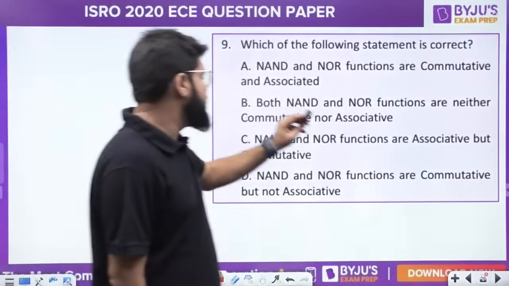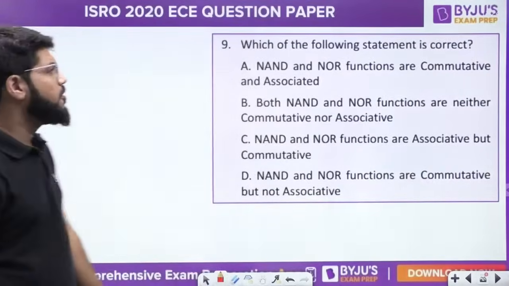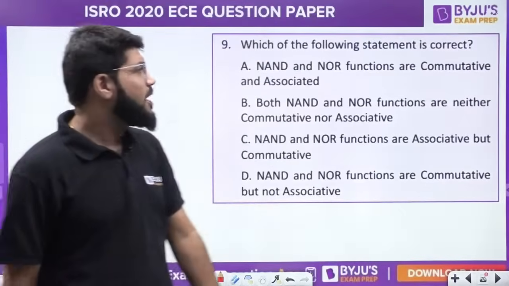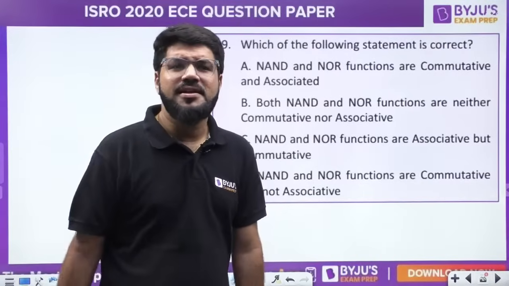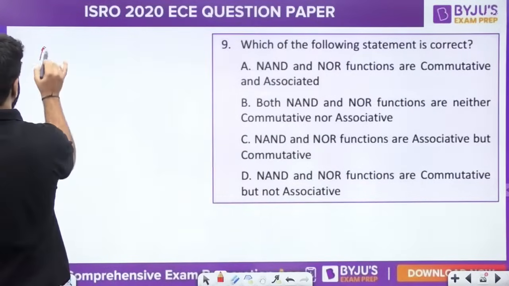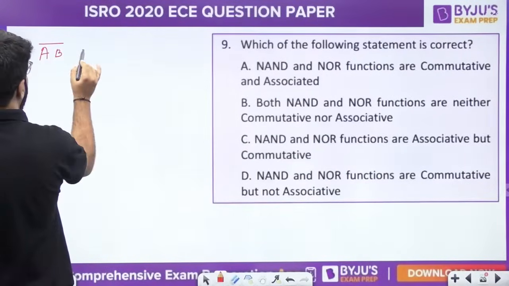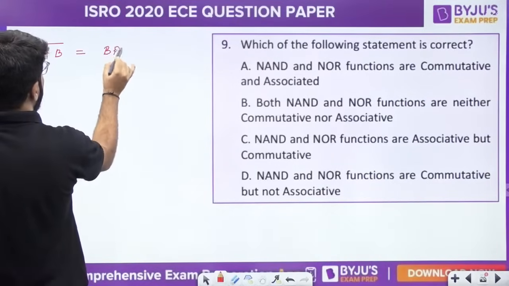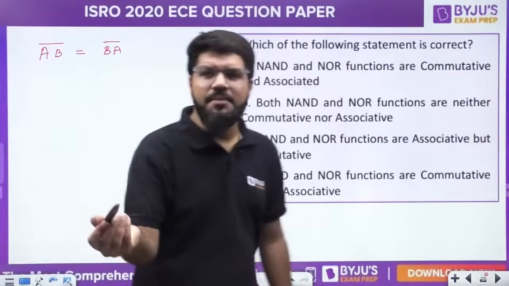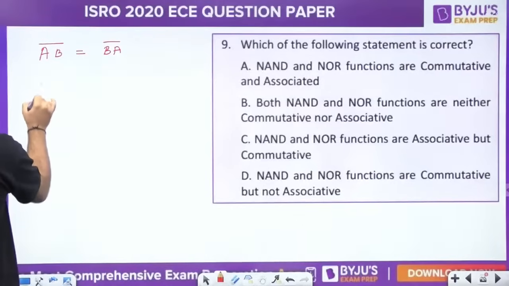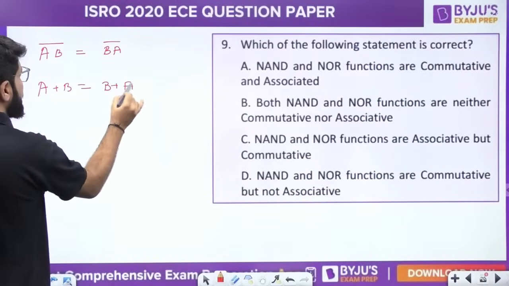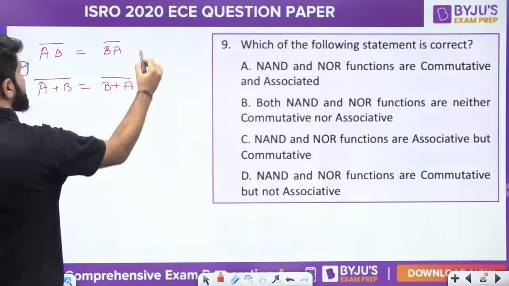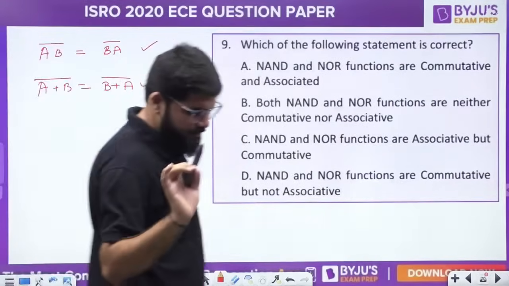Which of the following statements is correct about the associative and commutative properties of NAND and NOR? Are they commutative? That is clearly known to us. A into B whole bar, that is the NAND gate. Is it B A whole bar? Yes, because AB is commutative, AB can be replaced by BA. Similarly for NOR, A plus B is B plus A, since addition is commutative. So A plus B whole bar is B plus A whole bar. So they are both commutative.